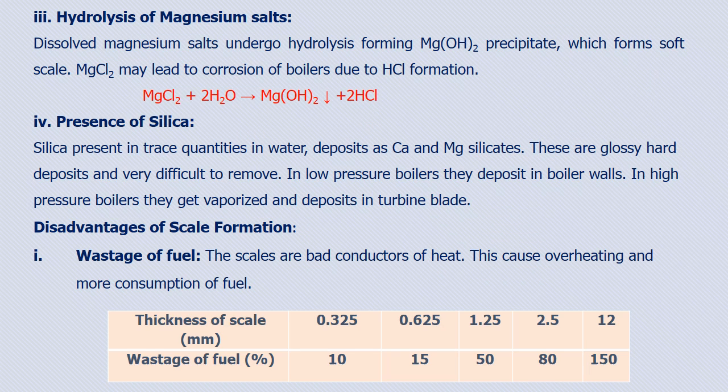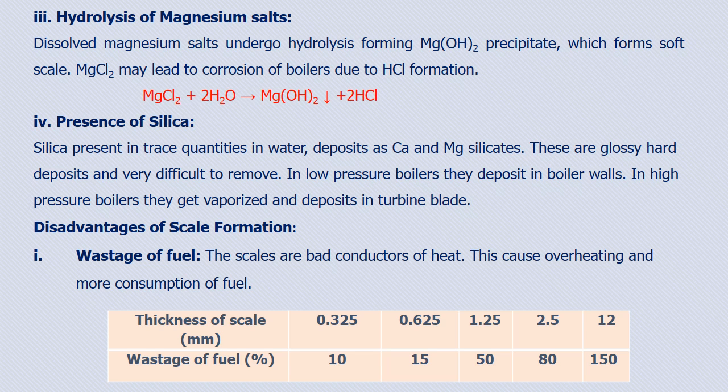Third point, hydrolysis of magnesium salt. Even a small trace of any type of magnesium salt generally converts itself into magnesium hydroxide, which is a soft precipitate and which may get deposited on the walls of the boilers. These deposits can be removed easily by iron scrapers because it's a soft deposit, but it has another problem. See the equation: magnesium chloride plus water at higher temperature forms magnesium hydroxide precipitate, which is a scale, and it gives 2 hydrogen chloride.